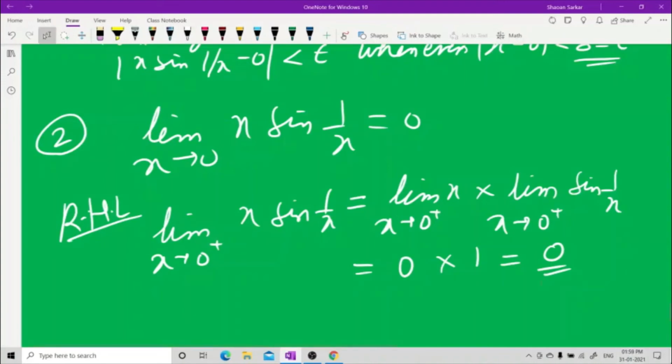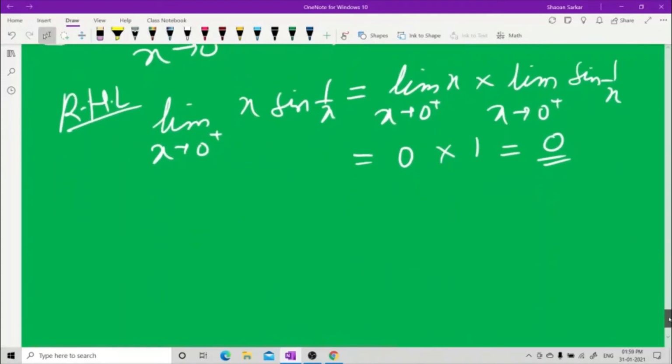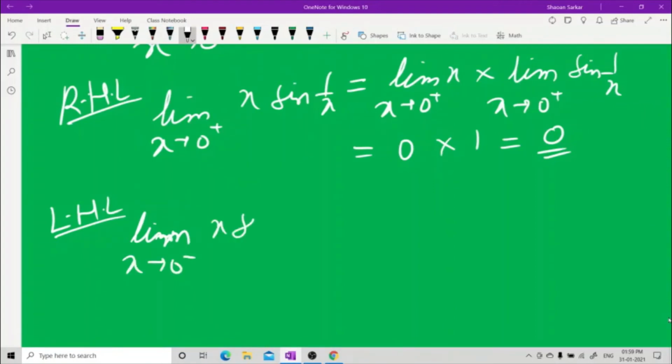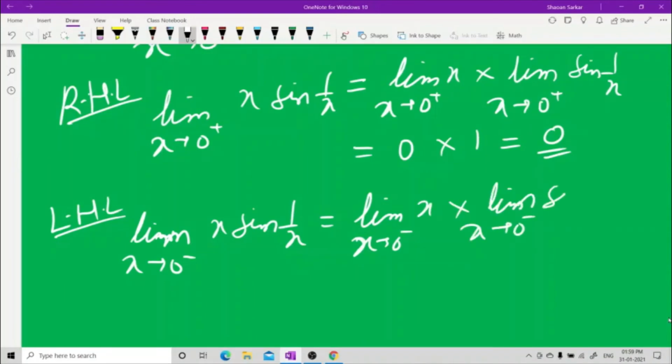Now the LHL part is the left hand limit: limit x tending to 0 minus x sine 1 upon x, which is x into limit x tending to 0 minus sine 1 upon x. This is equal to 0 into minus 1. As I told you, it will be 0. So both the limits are same.